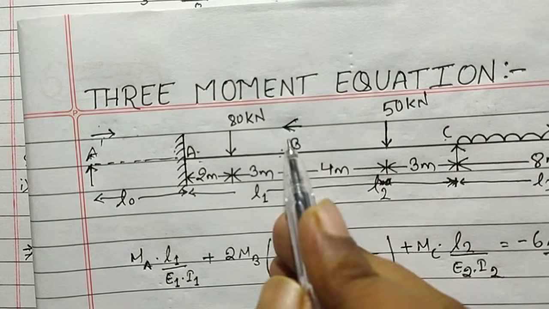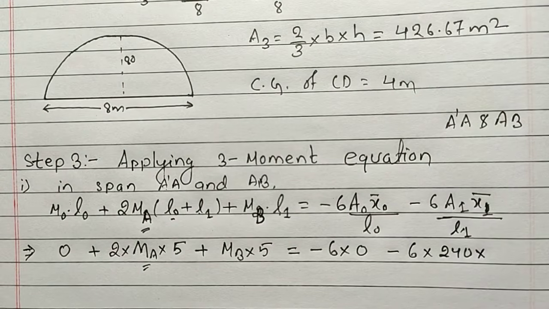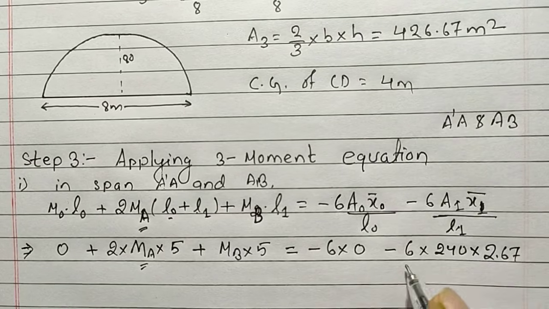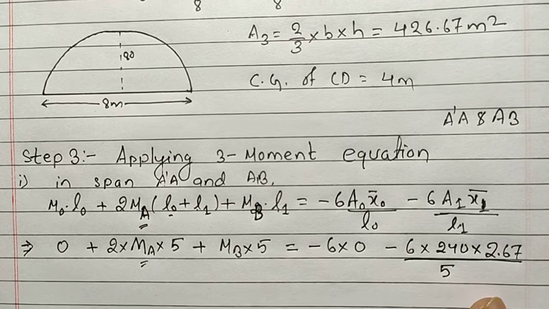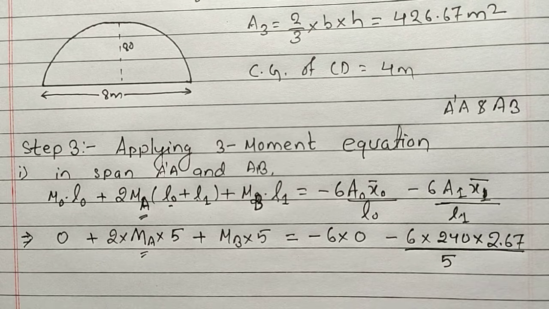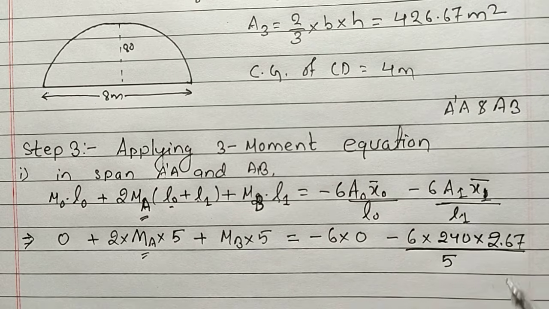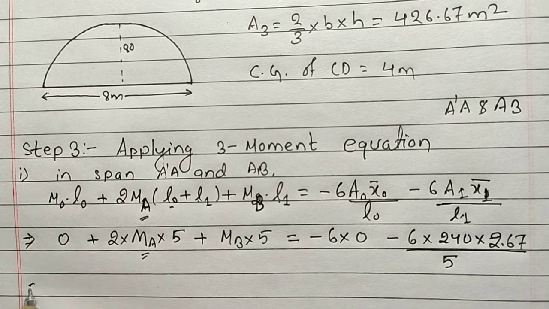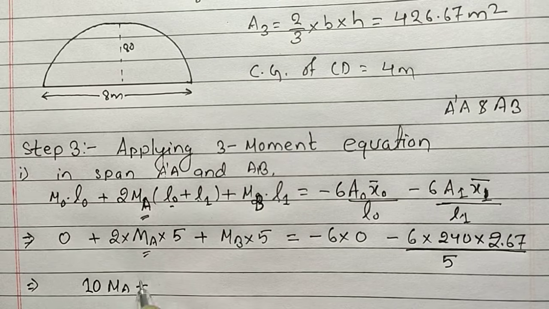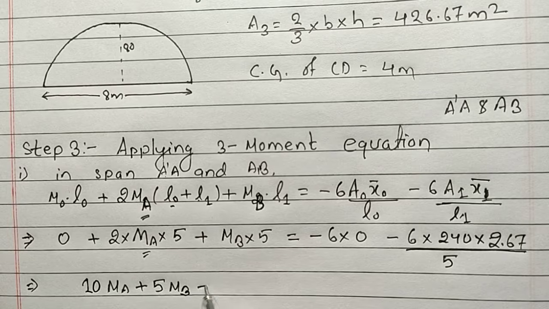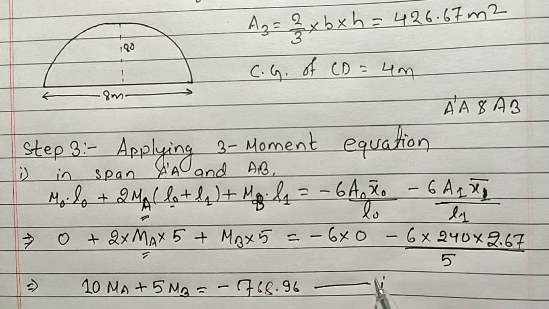We have calculated the value of CG of span AB taking B as origin, so we need to take this value, which is 2.67 divided by 5. Watch the video till the end so that you will not face any confusion, because the same step I will be repeating after this, and you will be more clear about which CG we need to take and why. On solving this, we will have an equation that is 10 MA plus 5 MB equals minus 768.96. This will be our equation 1.